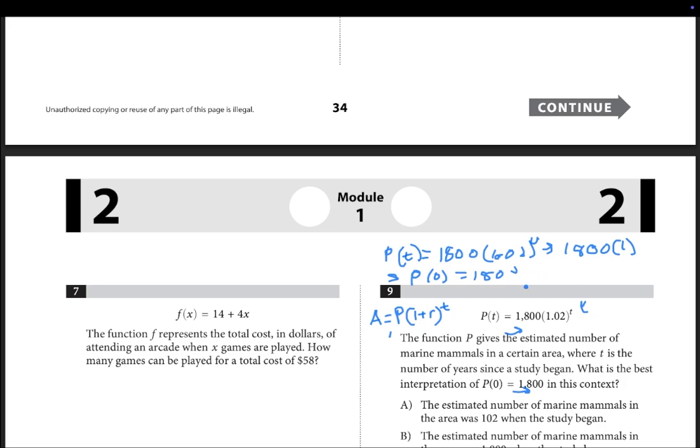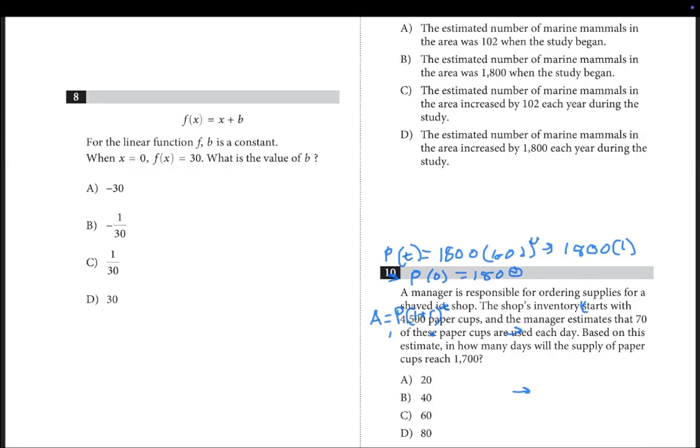And we know that our 1,800 in the exponential growth formula just represents the original amount of what we started with. So we're going to look at our answer choices to see which one represents the original amount of the marine study when it first began. A states the estimated number of marine mammals in the year was 102 when the study began. That's wrong. It's 1,800. B states the estimated number of marine animals in the study was 1,800 when the study began. We know this is correct because that's what we just stated. So our answer is B.